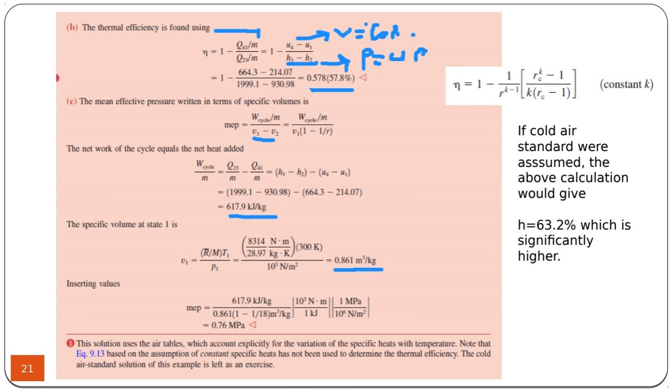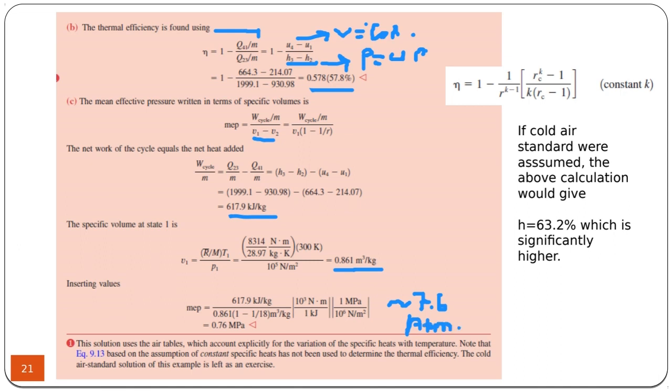So we can now calculate the mean effective pressure. And as you can see, the mean effective pressure for this diesel engine is about 0.76 megapascals, or approximately 7.6 atmospheres, which is a typical mean effective pressure for a diesel engine.